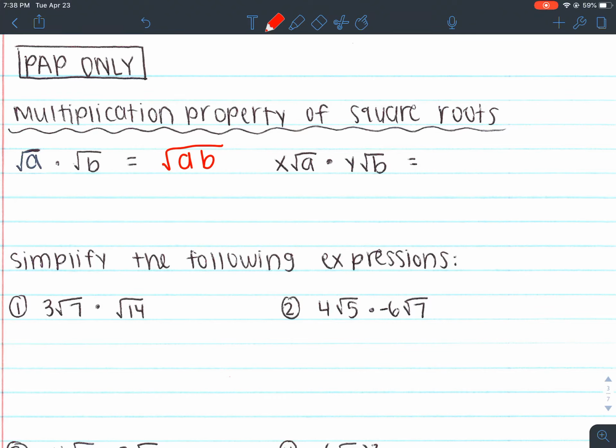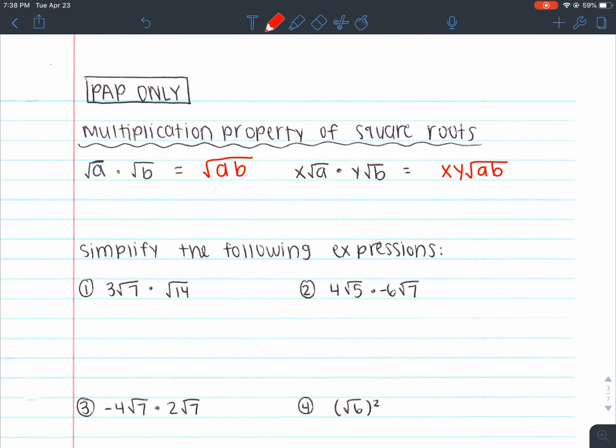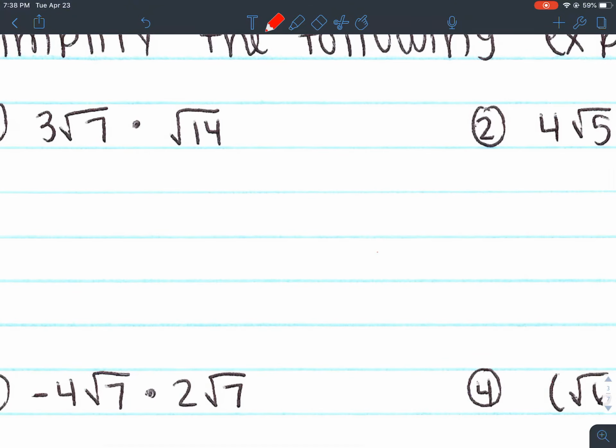So with the second part, I would still have the square root of a times b, but on the outside, I would have x times y. So whatever's on the outside multiplies, and whatever's on the inside multiplies. All right, so we're going to simplify.